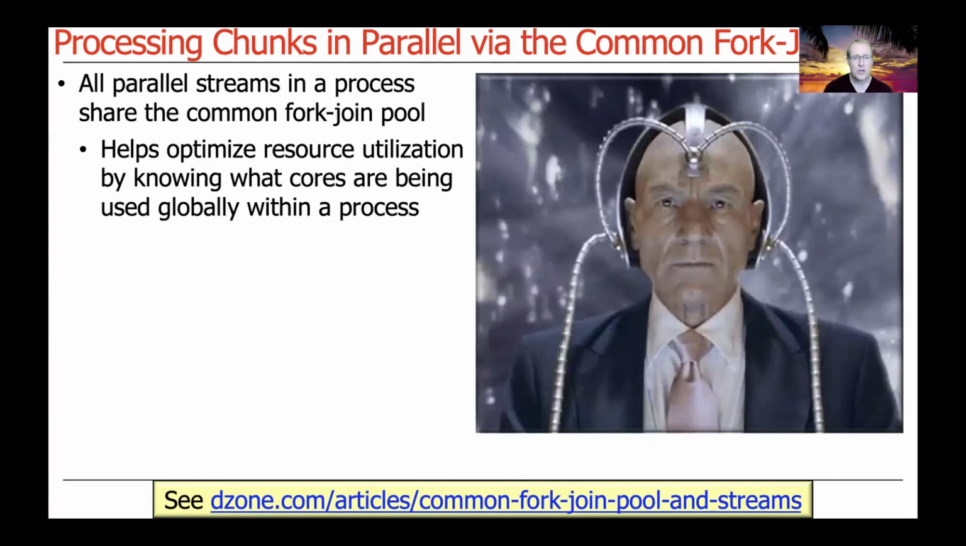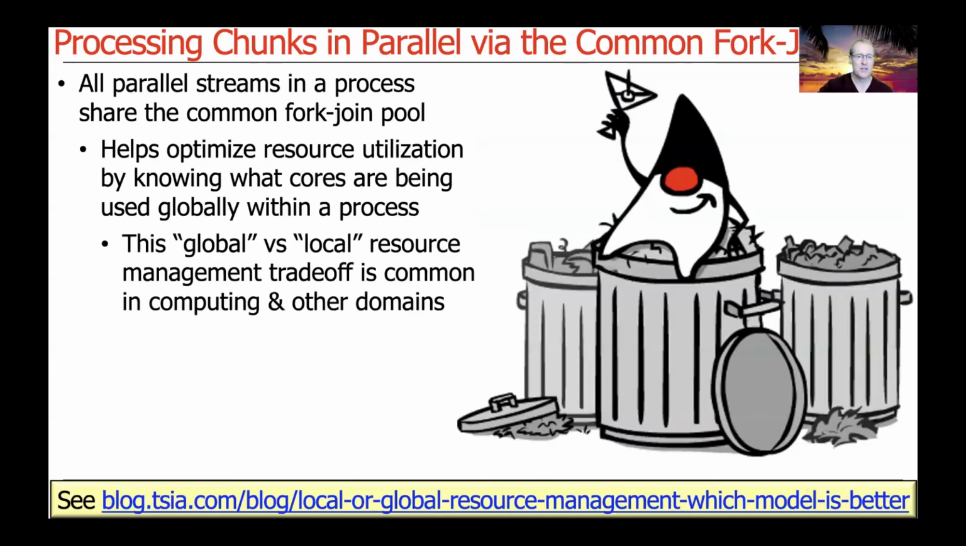Why do we do this? We do this because it helps to optimize resource utilization by knowing what cores are being used globally within a process. So whenever I think of optimization, I think of Professor X with his Cerebro chamber, looking out at the whole world with his big brain to see what's going on. And so we're basically using this so that we can steal the threads appropriately, in the right way, in this big pool of computations that are running all the parallel streams within a process.